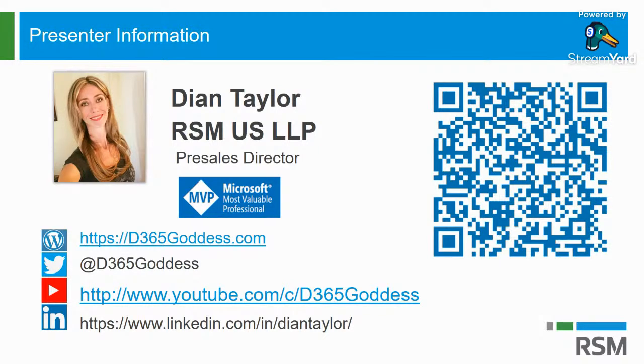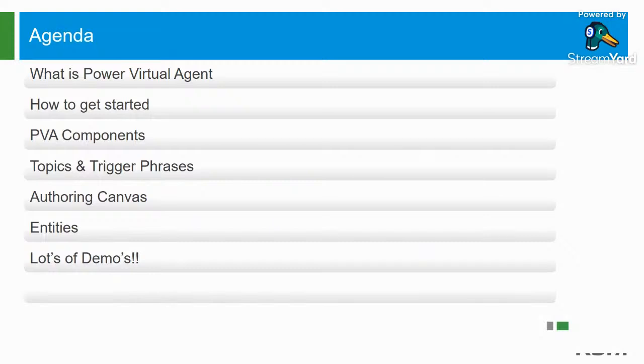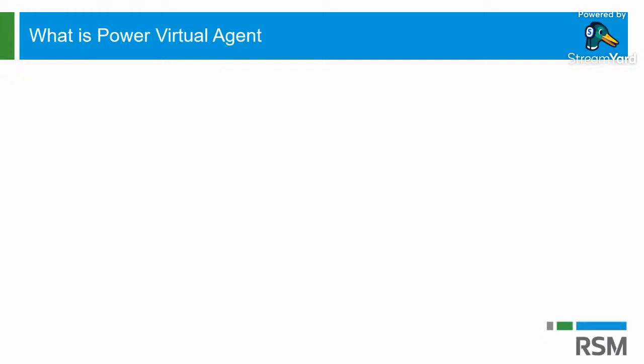So what we're going to be talking about today is, like I said earlier, what exactly is Power Virtual Agent? How can you get started with it? And then we're going to dive into Power Virtual Agents and all of its components. We're going to talk about topics and trigger phrases, the authoring canvas, entities, and of course, we're going to do lots and lots and lots of demos.